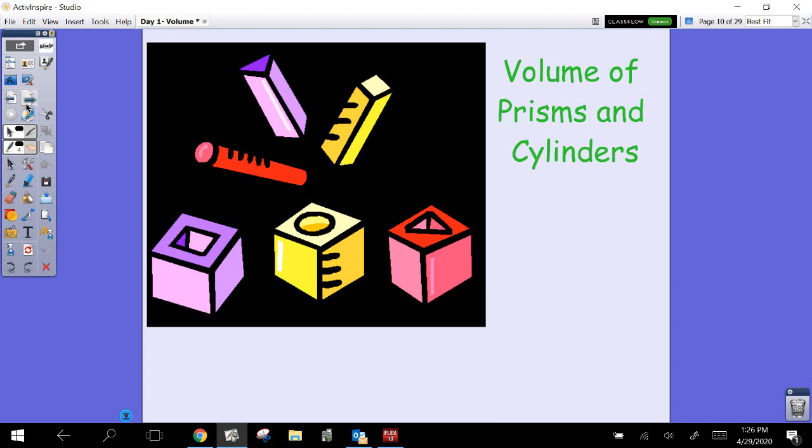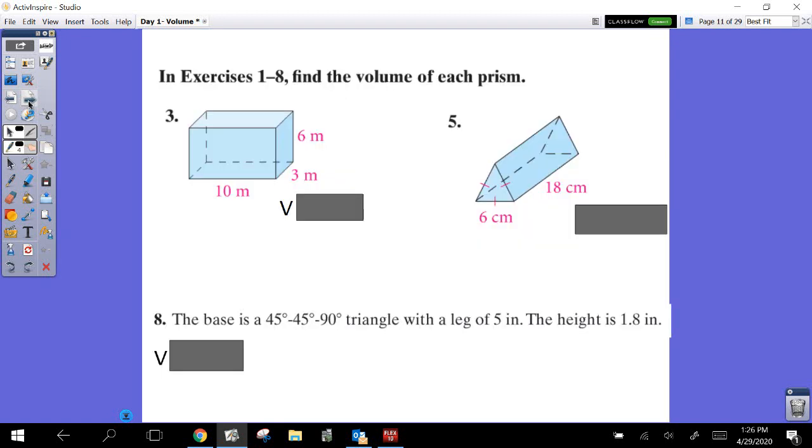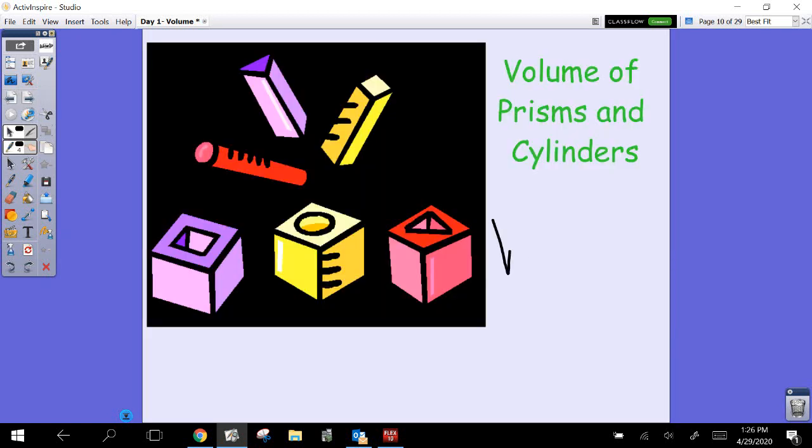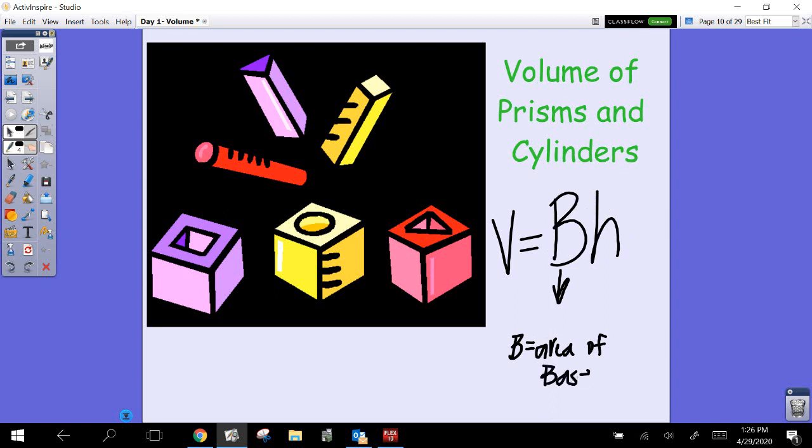So for volume, oh, it doesn't even give you the formula. My bad. Volume of cylinders and prisms is big B H. So to find volume, what does the big B stand for again? It's the area of the base. And what does H stand for? Height of the prism. Okay.